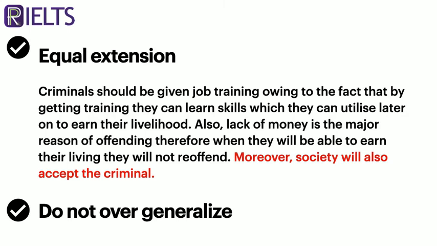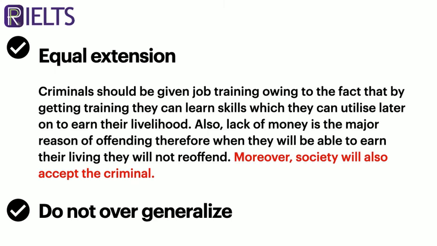So here I have given the example. The first point is the same as it was in the last slide, and I added another point which is written in red. Moreover, society will also accept the criminals. So this is the other point, right? And I didn't extend it. I only used one line for it. However, I extended all the other ideas in my body paragraph. So it is not an equal extension of ideas. You should not do it. Only write the idea if you have the intention to extend it. Otherwise, do not write it.